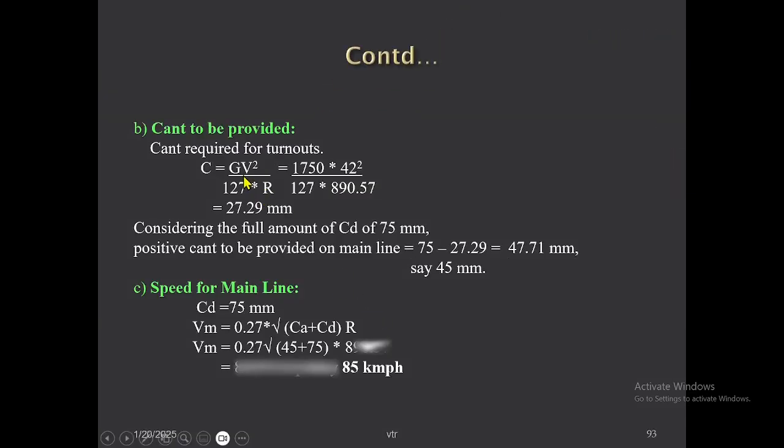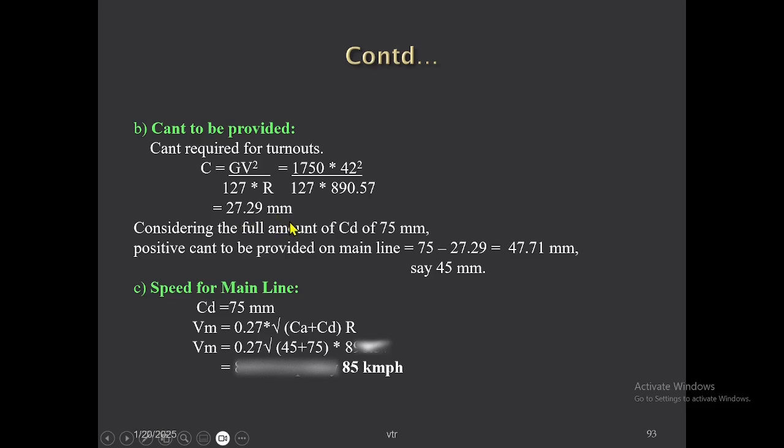But now we have to find out the cant required for the turnout. So what is the speed permitted on the turnout? 42 kmph. So substituting here, we can find out the cant required for the turnout. Usually it is GV square by 127R, where R is our resultant turnout radius, and 42 kmph is the speed on the turnout given in the problem. So substituting here we get the cant required for the turnout, it is coming around 27.2 mm. Okay.